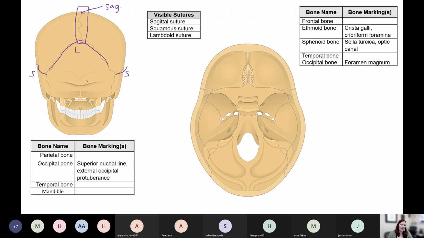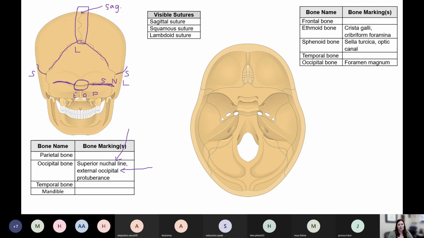We also see a large bone marking right here. This is something that sticks out from the back of the skull. You can actually kind of feel it on the back of your head. This is called the external occipital protuberance. And this is really important for attaching muscles that we see in the back. As well as this line that I see right here, called the superior nuchal line. Again, very important for muscle attachment to help you pull your head backwards.